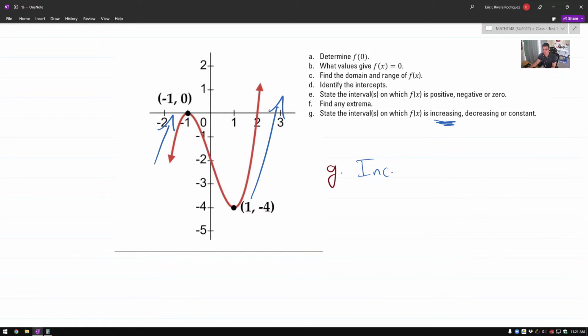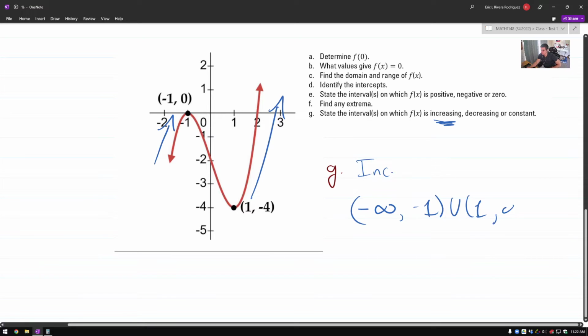So let's identify those regions based on the x coordinates. From negative infinity to negative 1. We do not include negative 1 because at negative 1 there's just a point where the graph changes behavior from increasing to decreasing. So the point is undefined in terms of the behavior there. Okay, from negative infinity to negative 1, union from 1, again, it is a point. We are not going to include it because there's no definition of the behavior of that point there. From 1 to positive infinity.